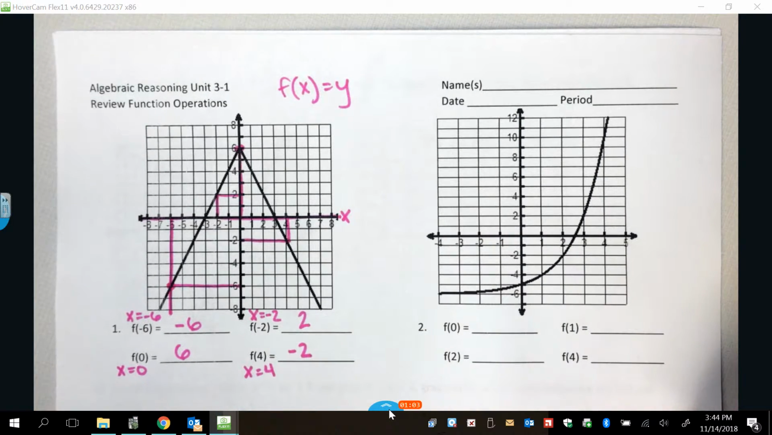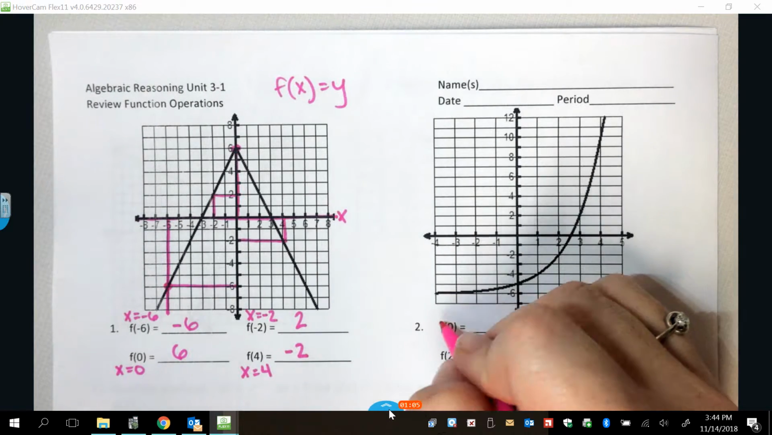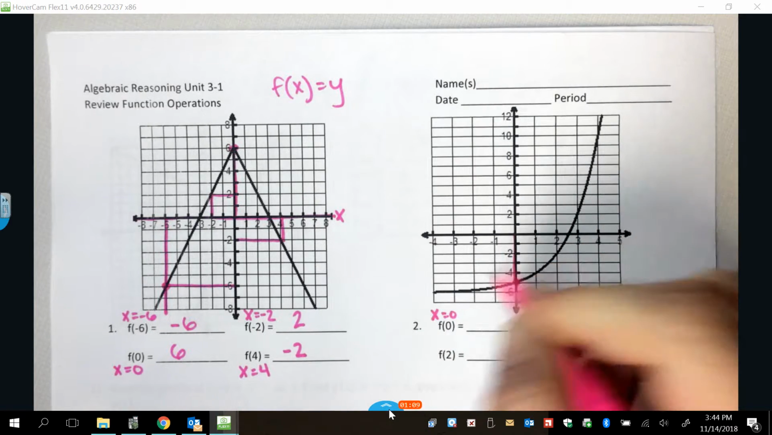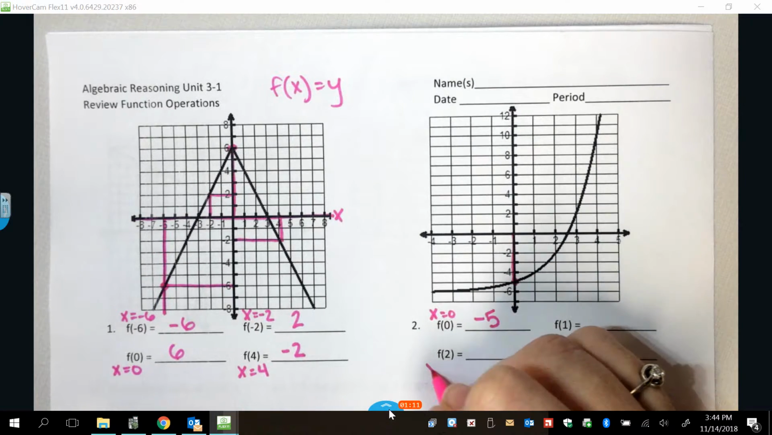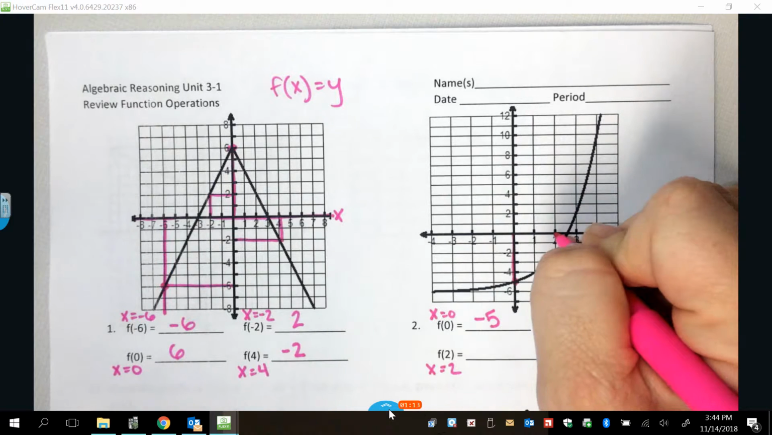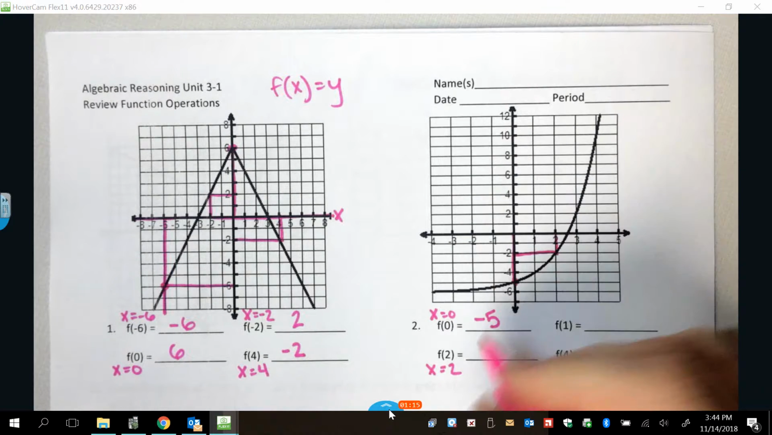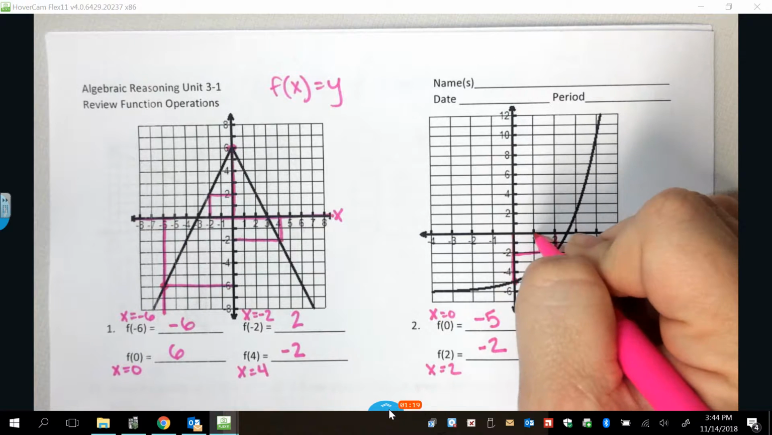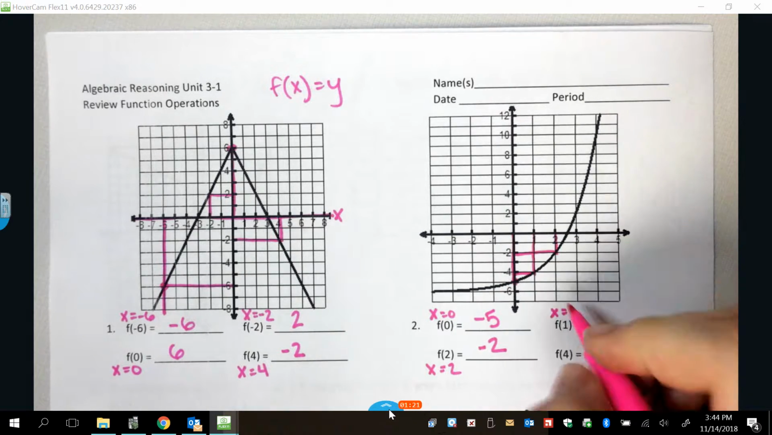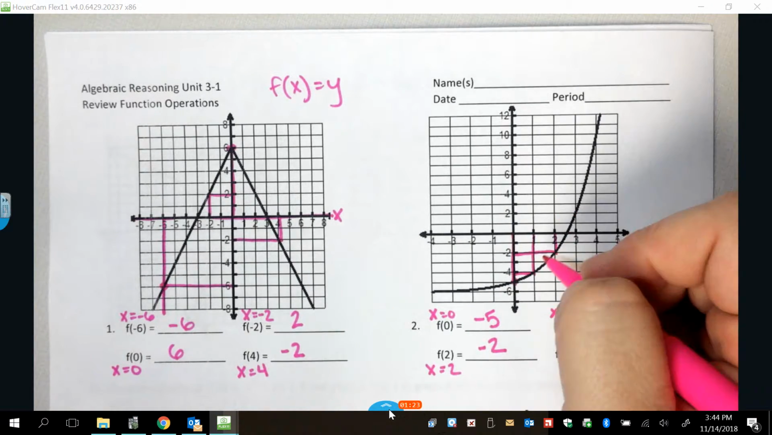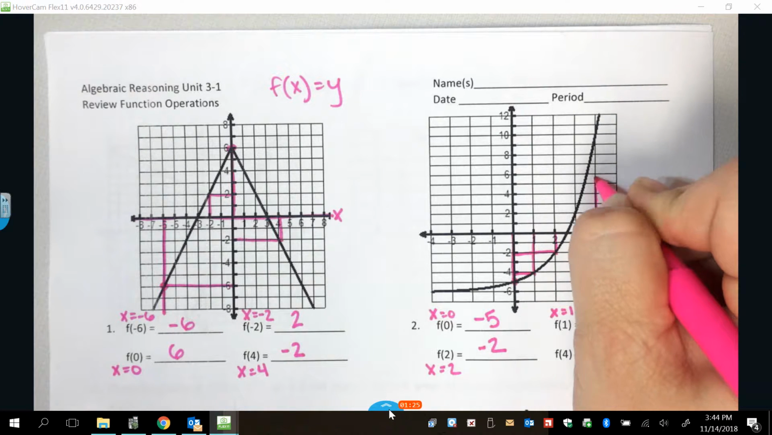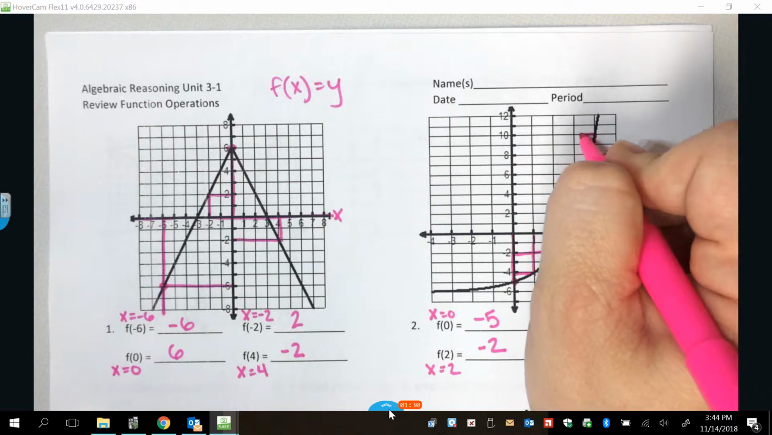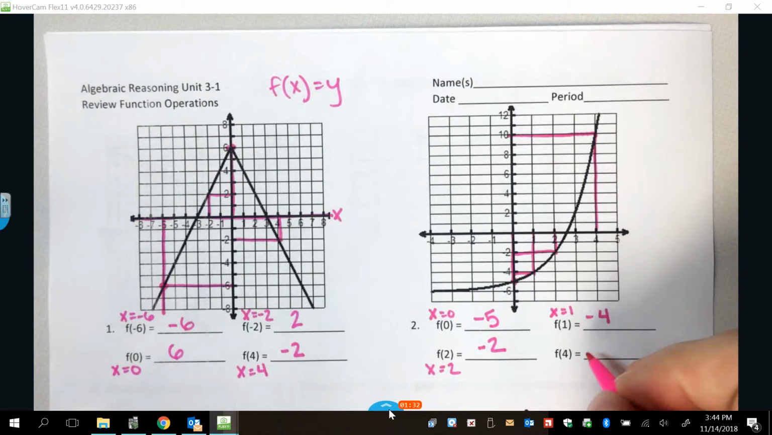Okay, so again, same thing, different graph. X equals 0 here, that's at a height of -5. X equals 2 here, that's at a height of -2. X equals 1, that's here, at a height of -4. And x equals 4 here. Make sure you pay really close attention because it looks really close there, but it's actually here at 10.